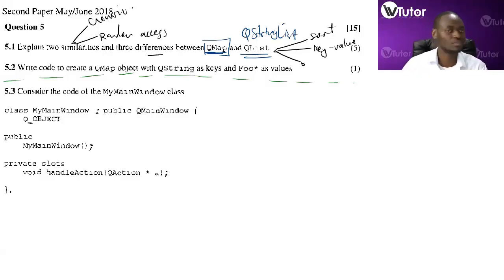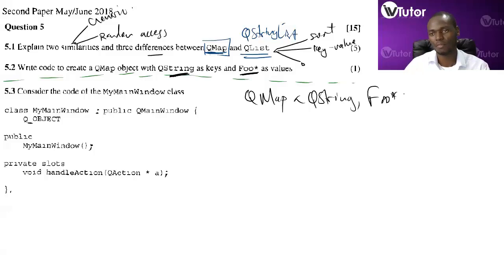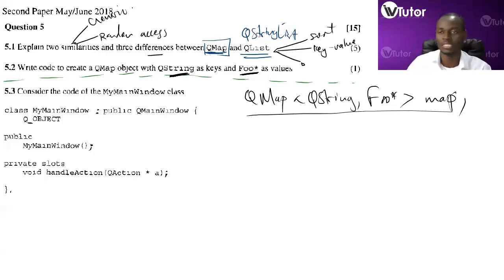You guys will go into the third one, right? I think that's fair. 5.2, write the code to create a QMap with QString as keys and foo as values. That is easy because we've just said you do a QMap, your key is of type QString and your values is of type foo, like that. And you can give it any name you want to give it. That is how you would create a QMap where your key is a QString and your value is foo, right?